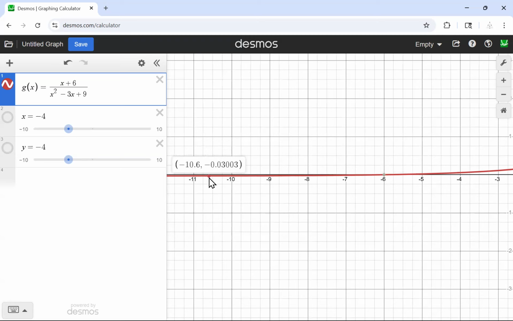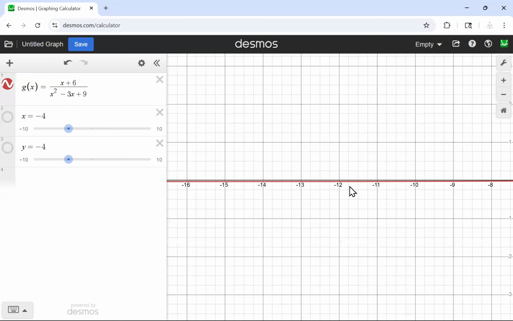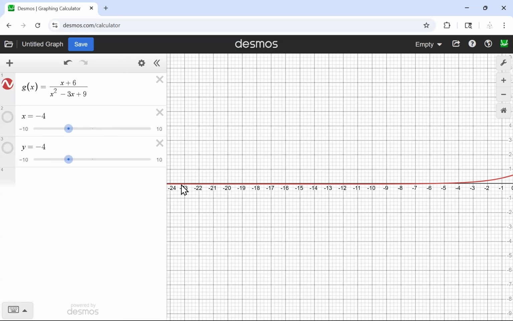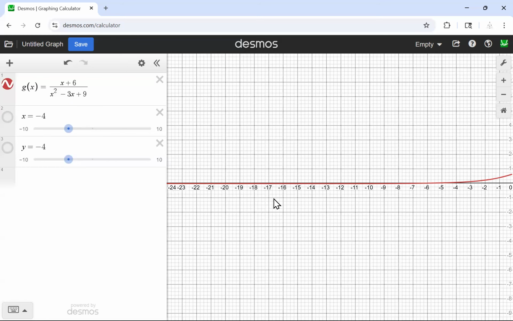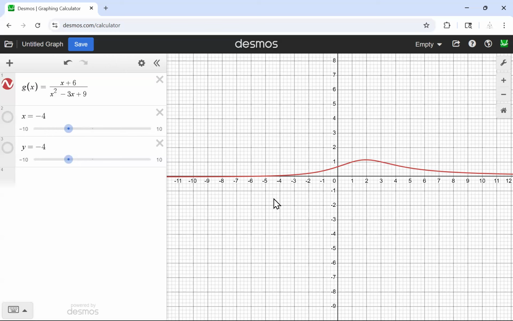But we don't actually decrease forever. We kind of go down a little bit, and then as we move to the left further and further, we come back up and we get closer and closer to that x-axis. But we do cross it at this particular point of (-6, 0). So there you go. We got exactly what we thought we would. So the graph looks the way we thought it was going to.